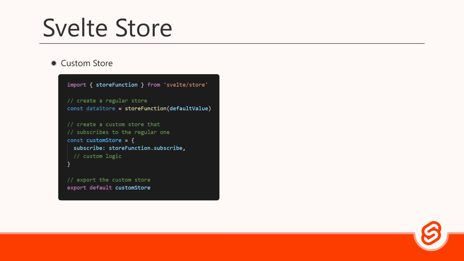If we want to create a custom store, we need an existing one. It can be a readable or writable one, it doesn't matter, but it needs to exist so that the custom store can subscribe to it. To do that, we create an object that subscribes to the regular store in the subscribe option. Following that, but still inside the object, we can add our own custom logic. Then, instead of exporting the regular store, we export our custom store with the added functionality.